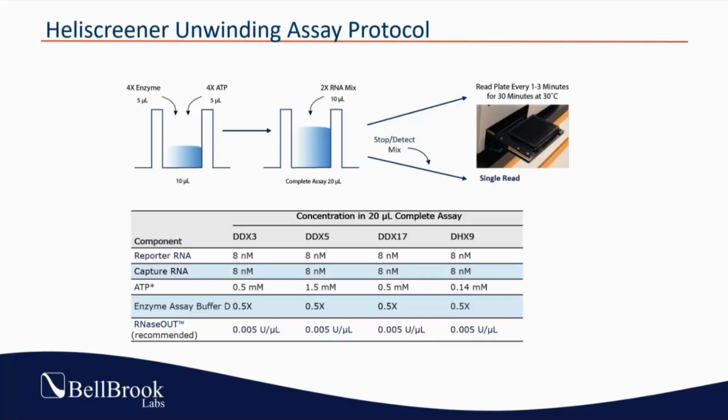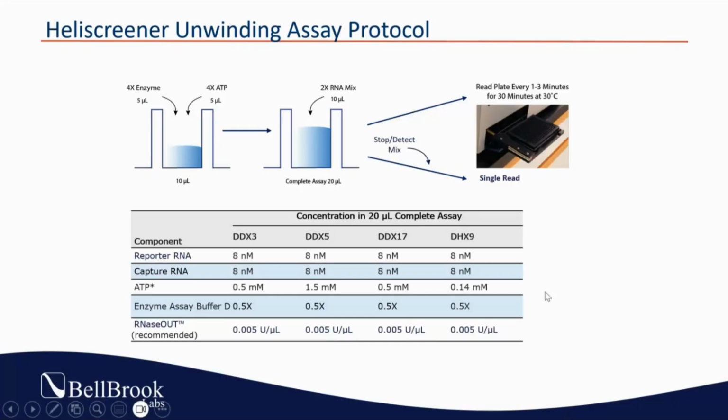So the protocol, like all of BellBrook's assays, is designed to fit into an automated HTS workflow. So it's mix and read. You add your enzyme, your ATP, the RNA, the fluorescent probe, and then you run your reaction, and for kinetic mode, you monitor it periodically, reading the fluorescence, or for endpoint mode, you add a quench mix, which contains EDTA. These are all magnesium-dependent enzymes. And you can do that then as an endpoint single read assay.